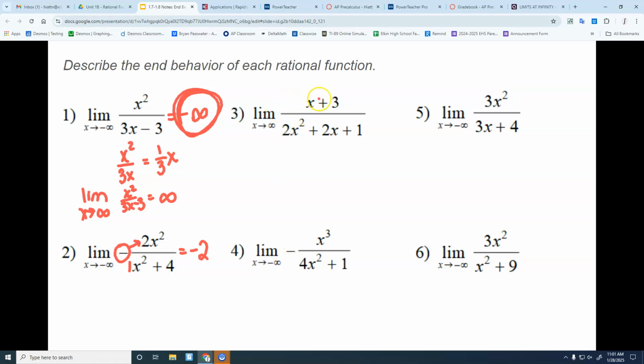3. That is Bobo. Bigger on bottom. What do we get for bigger on bottom? 0.